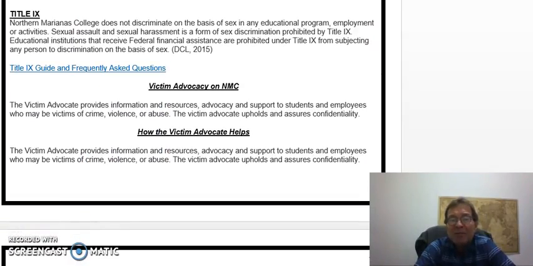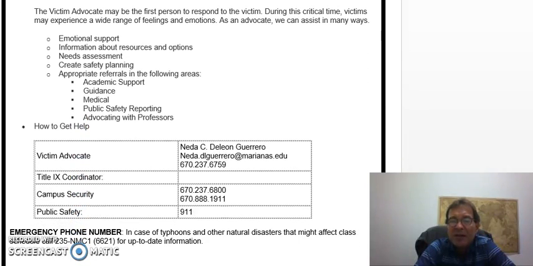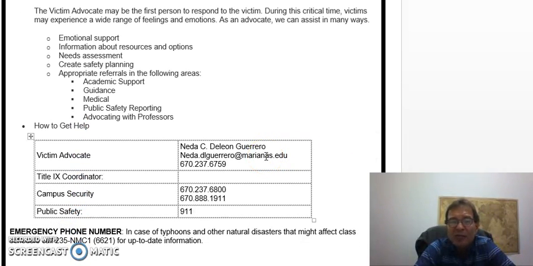Title IX, if you're interested in more questions, we do not discriminate on the basis of sex in 110. You can go to this frequently asked questions site, and if you feel you've been a victim of this, Miss Nita DeLeon Guerrero is the Title IX advocate, and she can be reached at that phone number. The coordinator is not established at this time. The emergency phone number is here. If you think that there's bad weather that's affecting classes, call that number and they will let you know the status of the campus.